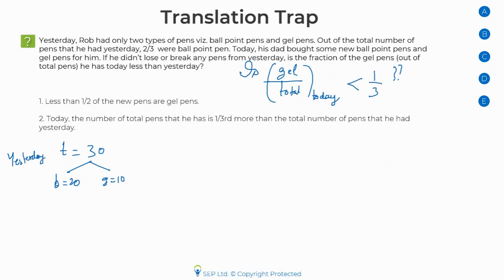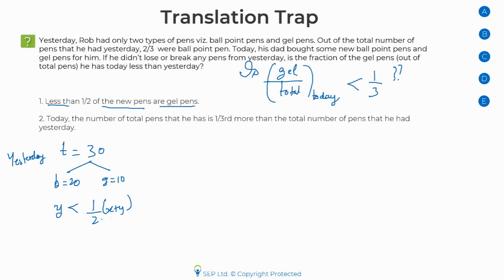Now it is up to us to find out X and Y. Now, less than half of the new pens are gel pens. So you're saying Y is less than half of X plus Y. Remember, the new pens are X ballpoint, Y gel. So X plus Y is the new total. So Y is less than half of X plus Y.